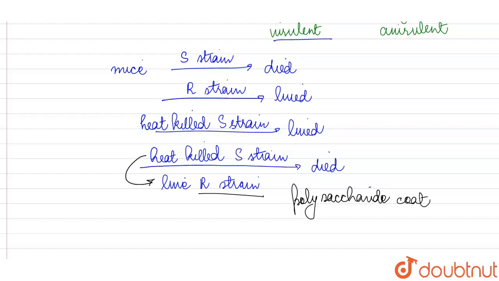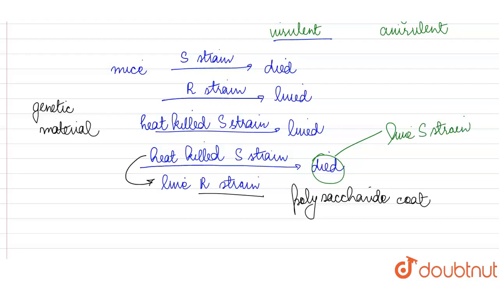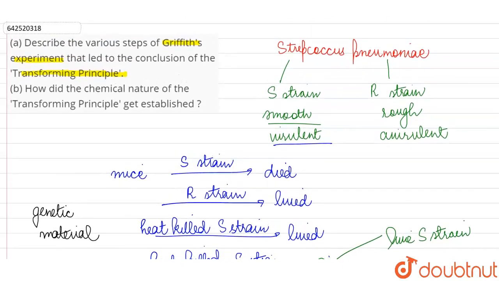So some transforming principle, some kind of genetic material must have passed from the dead S strain bacteria to the R strain, because from these dead mice, live S strain bacteria were isolated even though they had not been injected with any live S strain bacterium. So after this experiment, Griffith concluded that there was some kind of transforming principle, some kind of genetic material, some substance that, if passed from one organism to another, could transmit the hereditary information.